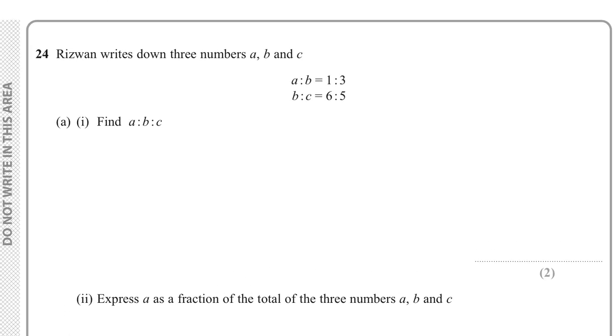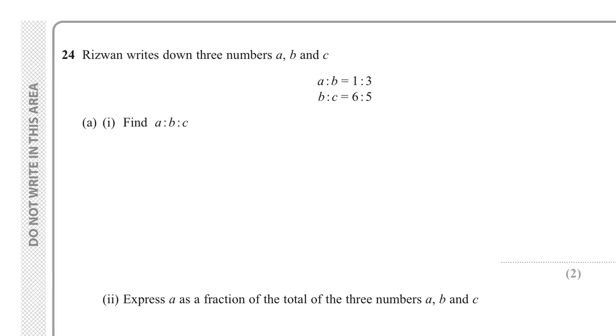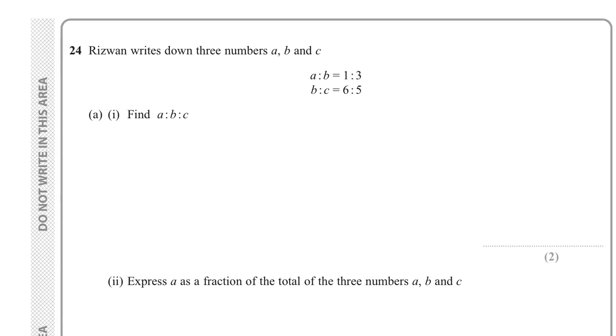Okay, we've got a ratio here. Oh, interesting. Okay, so we're doing A to B to C. All we need to do for this one is to match up a letter, right? And the only letter we can match up is going to be B, because they both have B in common. So at the moment we've got A to B. This actually is quite a straightforward question, B to C. At the moment it's 1 to 3 and 6 to 5.